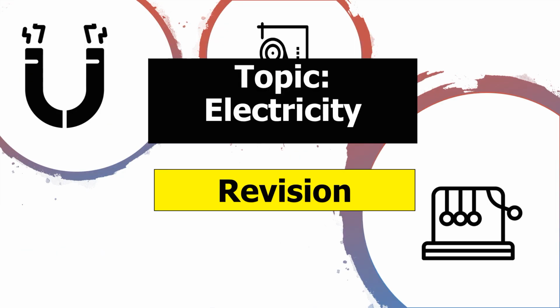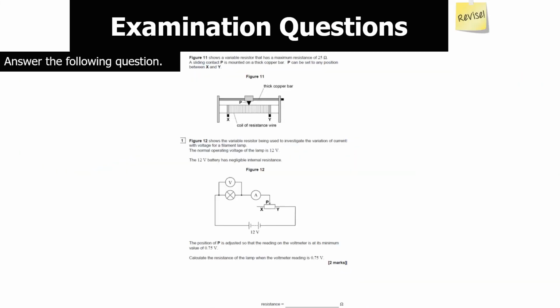We're now going to look at questions concerning electricity. So figure 11 shows a variable resistor with a maximum resistance of 25 ohms. A sliding contact P is mounted on a thick copper bar. P can be set to any position between X and Y. Figure 12 shows the variable resistor being used to investigate the variation of current with voltage for a filament lamp. The normal operating voltage of the lamp is 12 volts. The 12 volt battery has a negligible internal resistance. The position of P is adjusted so that the reading on the voltmeter is at its minimum value of 0.75 volts. Calculate the resistance of the lamp when the voltmeter reading is 0.75 volts.